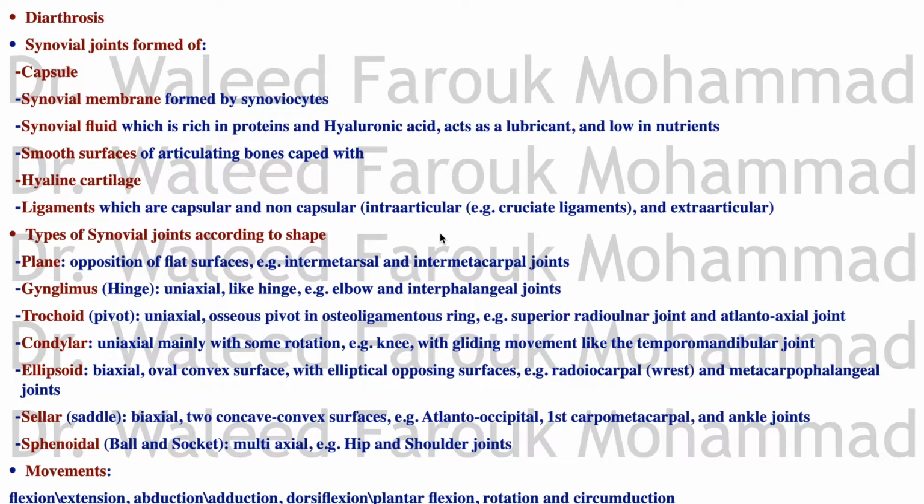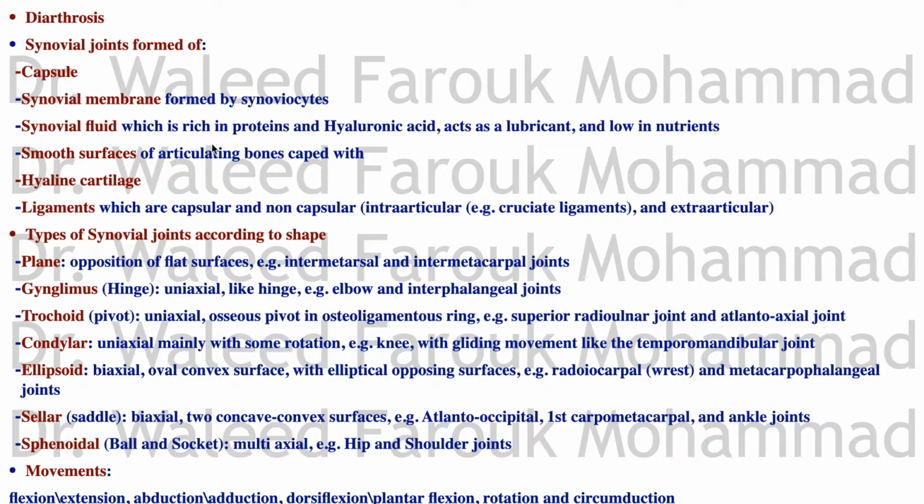Diarthroses means the cavitated joints, or joints with free range of movement. There must be certain conditions fulfilled for a joint to be classified as a synovial joint. It must have a fibrous capsule. The capsule is lined by a synovial membrane, formed by a special type of cells called synoviocytes. The synoviocytes also secrete a fluid called the synovial fluid that fills the cavity of the synovial joint.